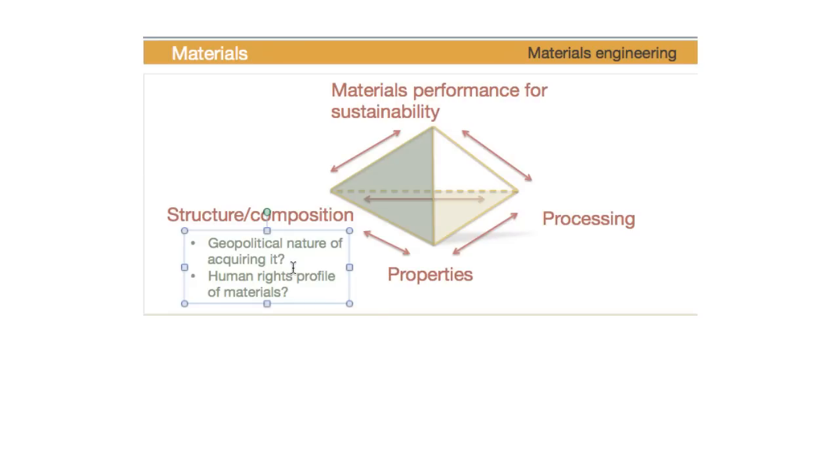Now the structure and composition question is around what is in that material, and what is the geopolitical profile of requiring that? What about the human rights profile? A classic example is if you specify diamond, for example natural diamond, that has an arguably negative geopolitical profile.